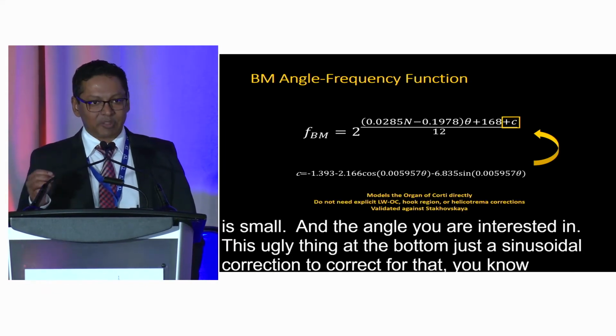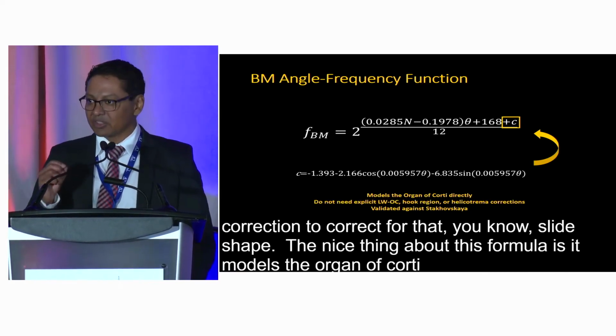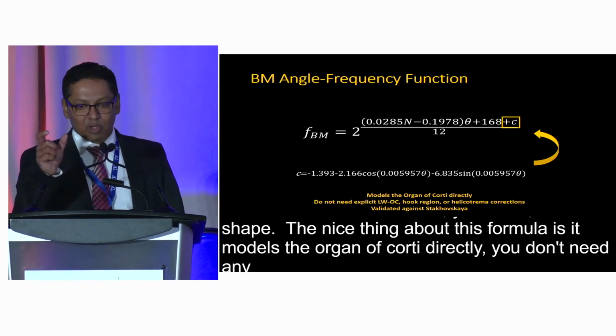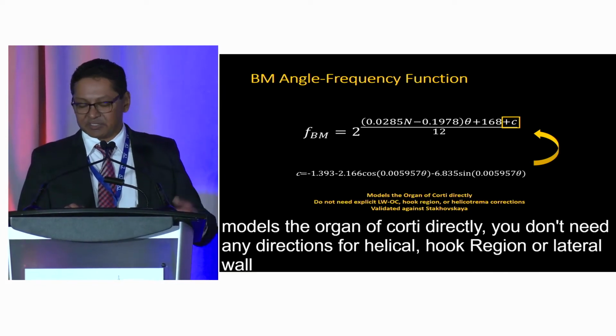The nice thing about this formula is that it models the organ of Corti directly. You don't need any corrections for the helicotrema, the hook region, or even from the lateral wall to the organ of Corti length along the lateral wall. So it takes all of that into consideration.